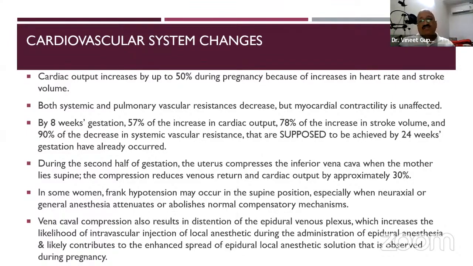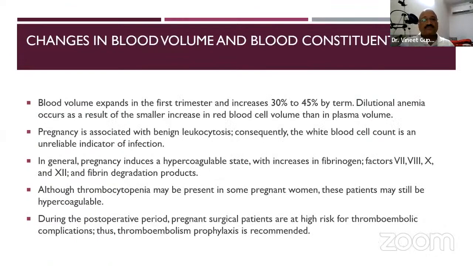During the second half of the gestation, the uterus compresses the inferior vena cava and venous return decreases by 30%. In some women, frank hypotension may occur in the supine position. Vena cava compression, as we know, will cause distension of the epidural venous plexus. It increases the likelihood of intravascular injection of local anesthetic during epidural anesthesia. We have to be very careful, sophisticated and gentle in our regional anesthesia techniques in these kinds of patients. Changes in blood volume and blood constituents.